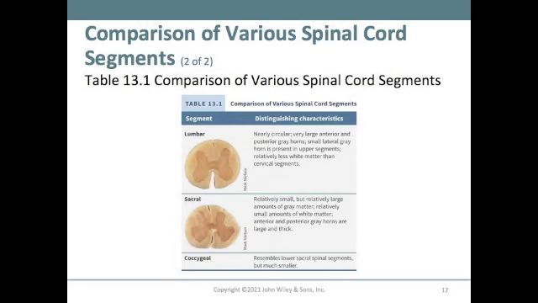So as the spinal cord gets more inferior to the brain, more inferior is what I'm saying, so as it gets farther away from the brain, the gray matter increases in that spinal cord. And then that's shown here on this table that we're looking at right now.